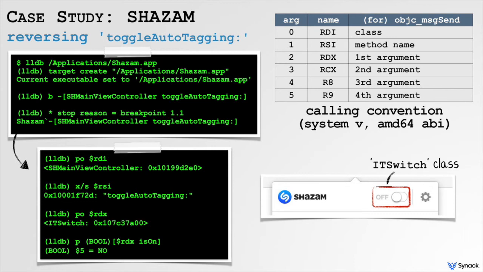We have this switch toggle thing. This is just the object name that Shazam decided to give to the way they represent that switch. And since we have a reference to that instance, we can execute methods on it in the debugger. For example, we can call the isOn method, and it comes back and says no, which makes sense because we've just turned it off. So again, this says we're in the right place, we have access to the right object that the user is toggling, and we're off to a good start.